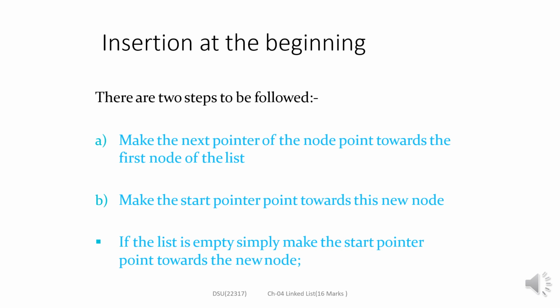The first step means make the next pointer of the node point towards the first node of the list. Simply, we have to make the next pointer of the first node. Then the second step is to make the start pointer point toward the new node. It means we have to make the head node the new inserting node.